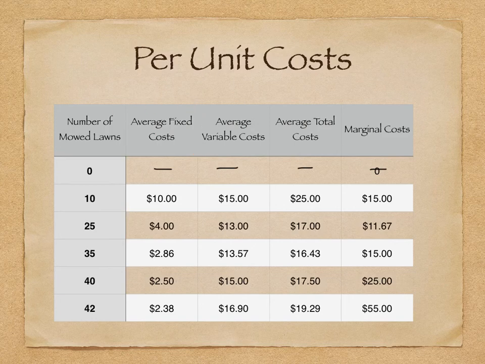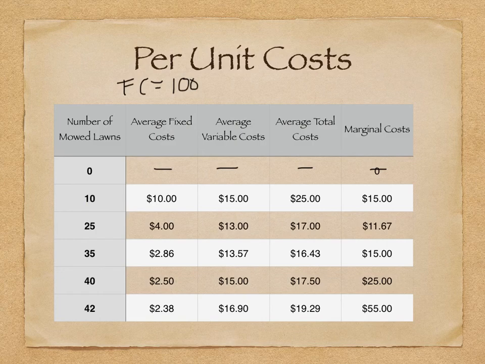Average fixed cost is arrived at by simply dividing our fixed cost by the number of goods produced. So you recall from our last slide, our fixed costs were always $100. So in this situation, when 10 goods are produced, since our fixed costs are $100 divided by 10 goods, that equals an average fixed cost of 10. $100 divided by 25 goods produced is an average fixed cost of 4. So you can note, as more and more goods are produced, the average fixed cost will decrease.